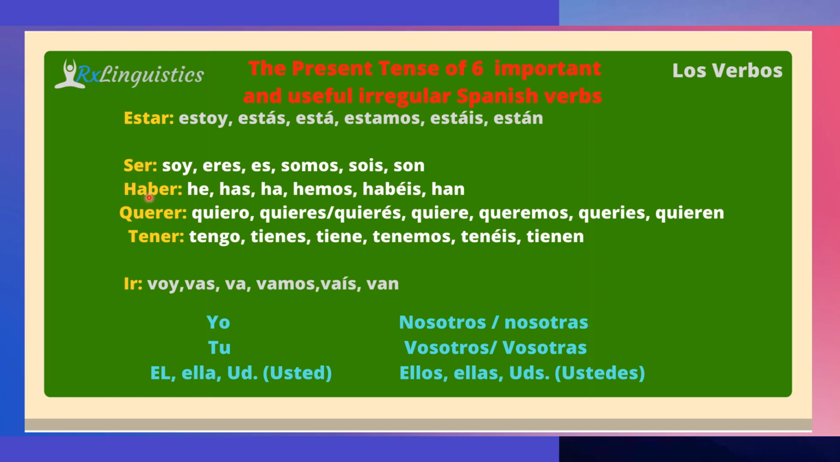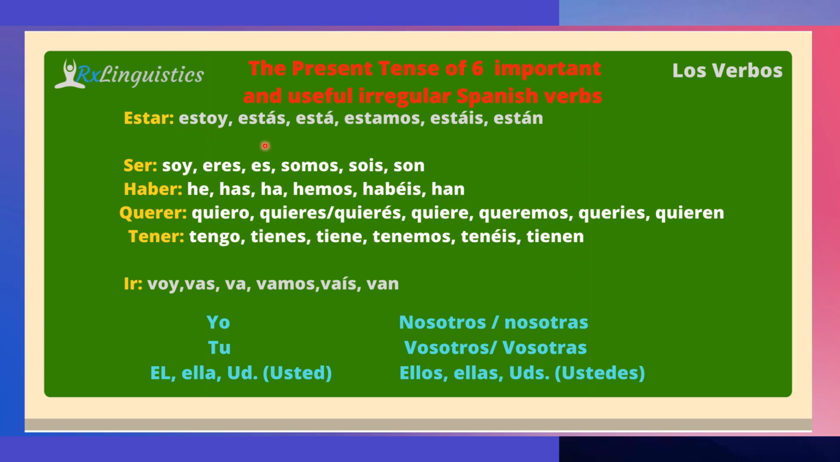Now for the verb ser, you have yo soy, tú eres, él es, nosotros somos, vosotros sois, ellos son. Haber, which is to have. Ser is to be, and estar also is to be, because there are two types of to be in Spanish, estar and ser. One denotes a permanent condition, and the other denotes a temporary condition, but they both are to be.